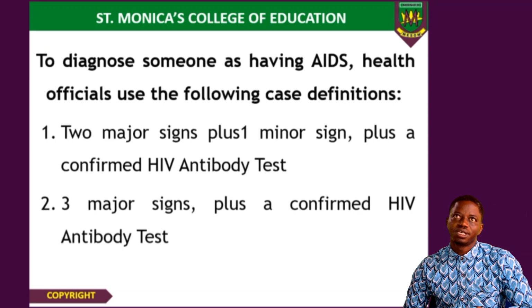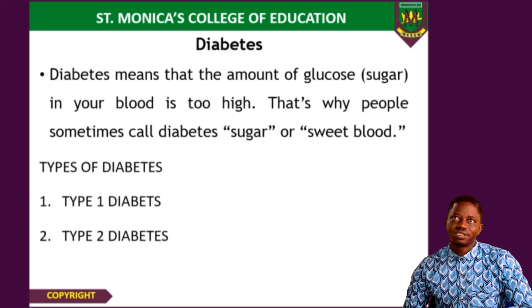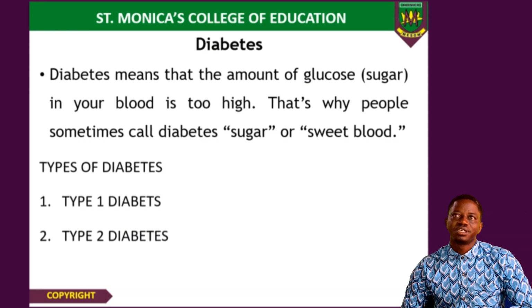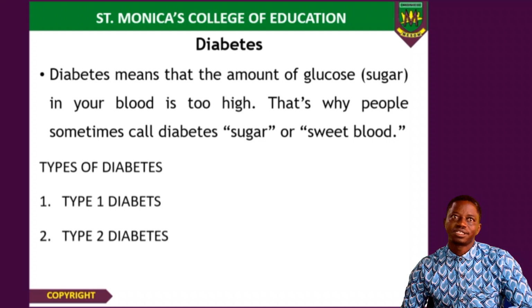Let's move on. Let's look at diabetes. Diabetes means that the amount of glucose or sugar in your blood is too high. And that's why people sometimes call diabetes sugar or sweet blood. So let's look at types of diabetes. We have type 1 diabetes and then type 2 diabetes. Let's take one after the other.